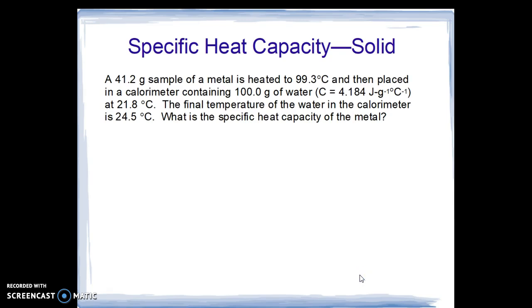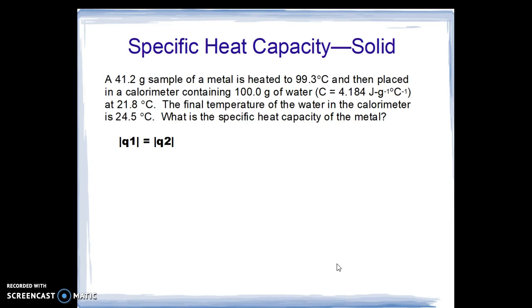Now let's talk specific heat capacity, and we have this problem here with a 41.2 gram sample of metal, which we usually do the same way. We heat it up in boiling water and then put it in a calorimeter, and we see the final temperature, so we know the temperature change of the water in the calorimeter and the temperature change of the metal. In these problems, we tend to assume that there's been no heat lost to anything except the water and the calorimeter. That's not exactly true, but it's good for calculation purposes.